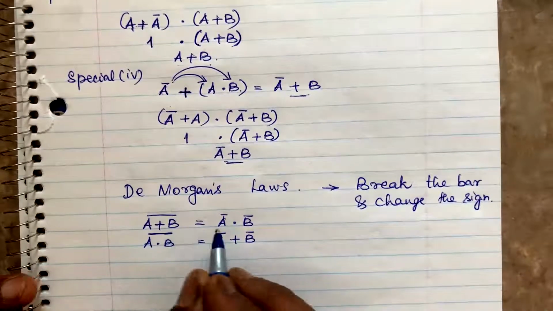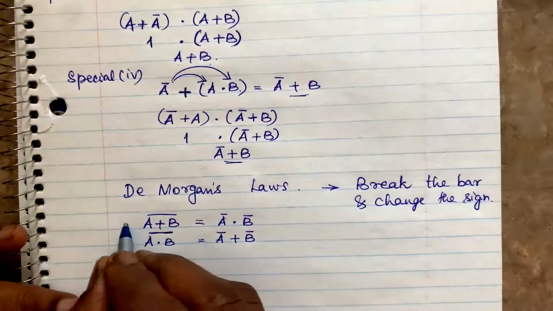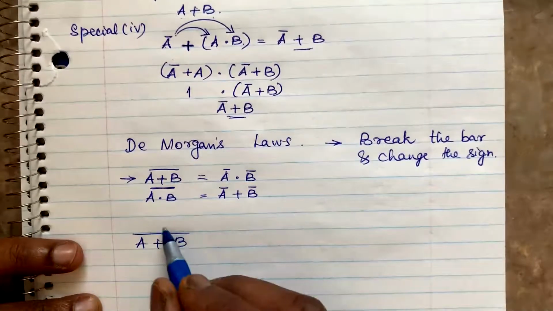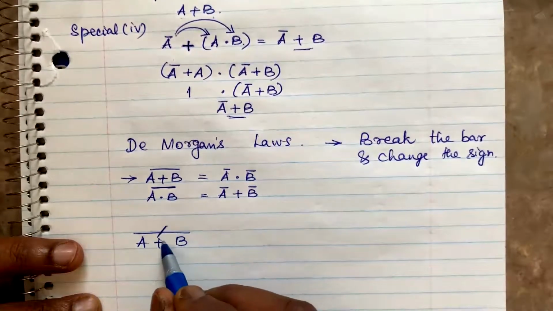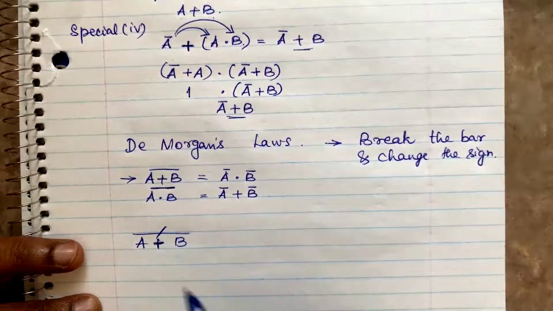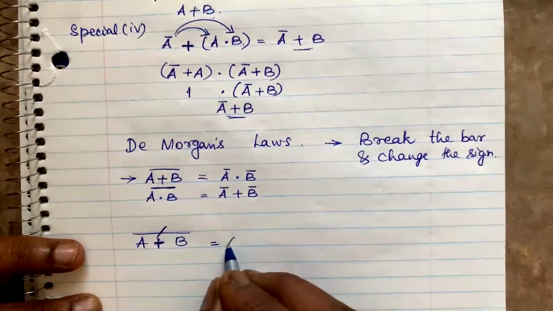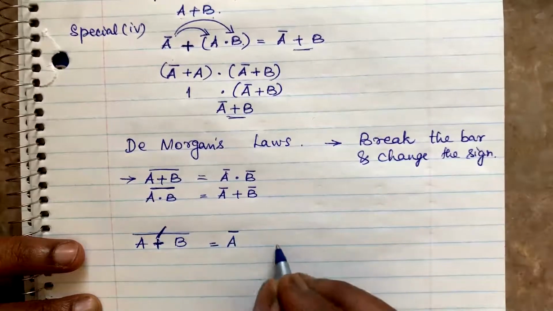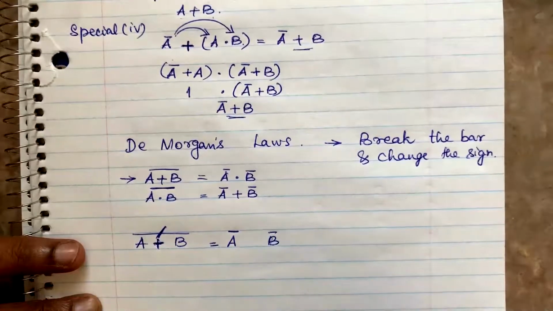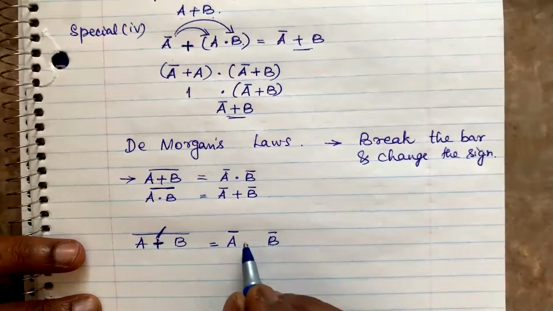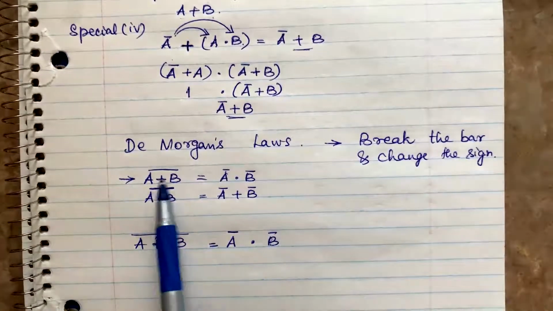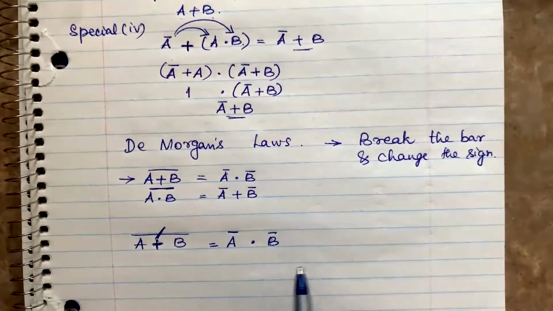A dot B the whole bar. So what did I do in this law? In this law, A plus B the whole bar, I just broke this bar and changed the sign. The bar goes individually to the variables, A bar and B bar. When I change the sign, the plus sign changes to a dot sign. So this is the first law: A plus B the whole bar is A bar dot B bar.